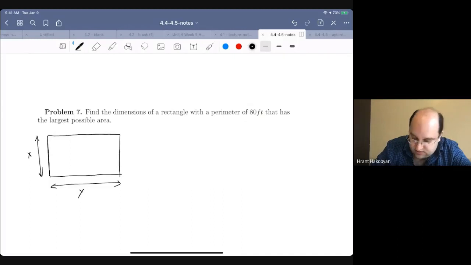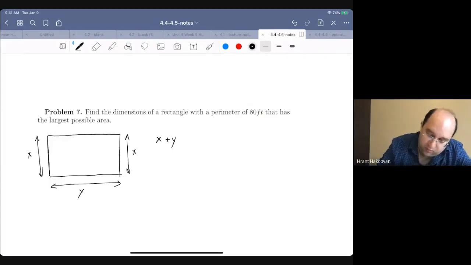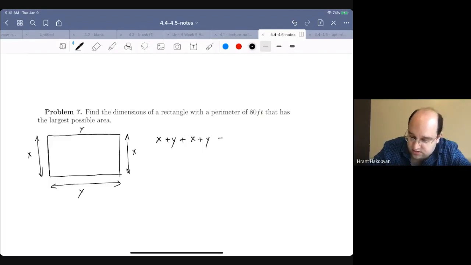Well, it says that the perimeter of this rectangle is 80 feet. What is the perimeter? It's the sum of all sides. So it's going to be x plus y. But then there is another x here, right? This one's x, and the top one is y. So it's going to be plus x plus y. That's my perimeter. So it's equal to 80 feet.